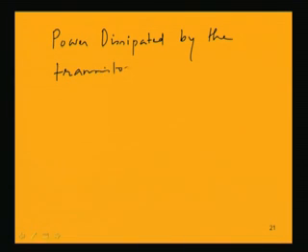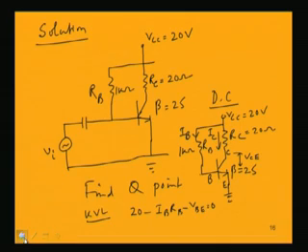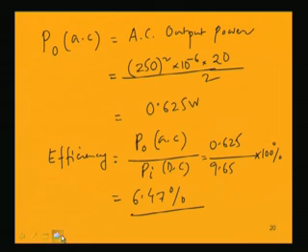So, power dissipated by the transistor equals input, which is DC power, minus output AC power, minus the power which is dissipated in the RC, and that is ICQ square RC. Because if we look into this transistor circuit again, here the DC power is lost as IC square into RC. So, that is a loss which is actually causing the efficiency to be so low.